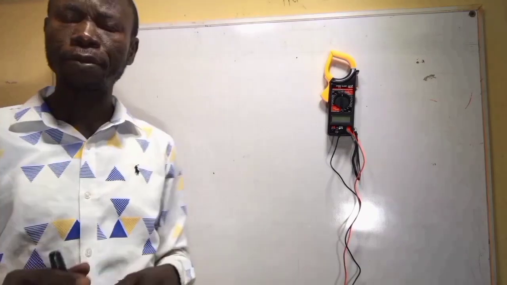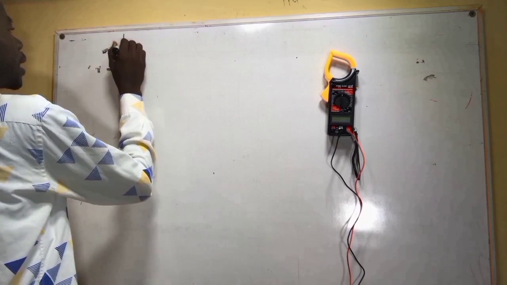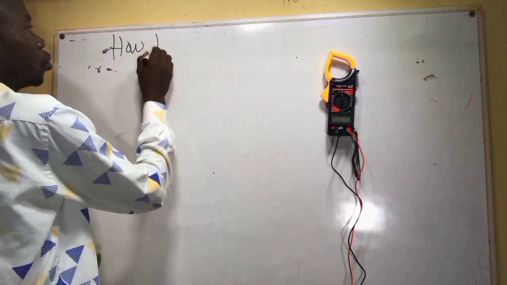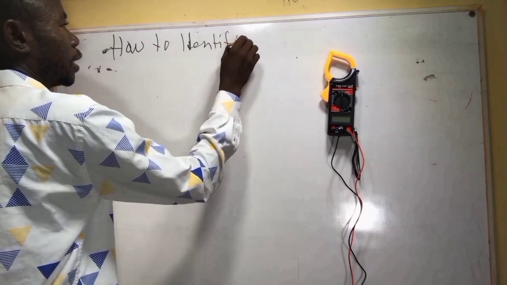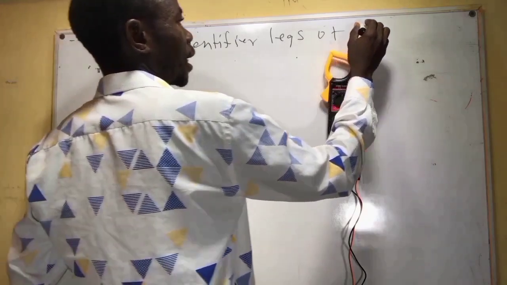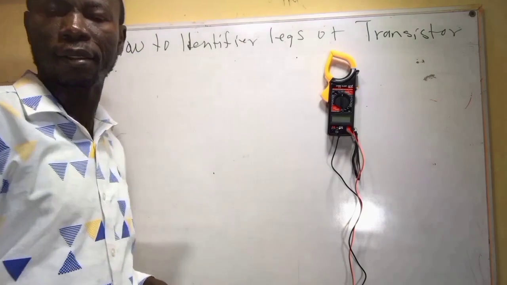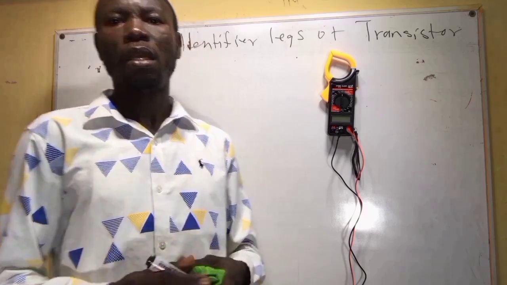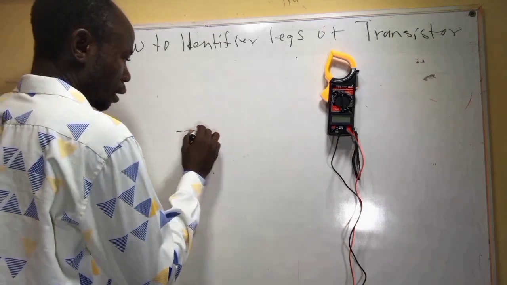Okay, you see, to identify the legs of a transistor. Yes. How to identify the legs of a transistor. Before, let's look at the diode.